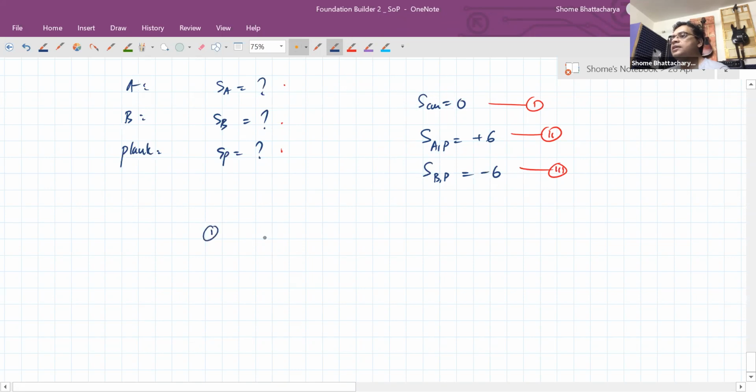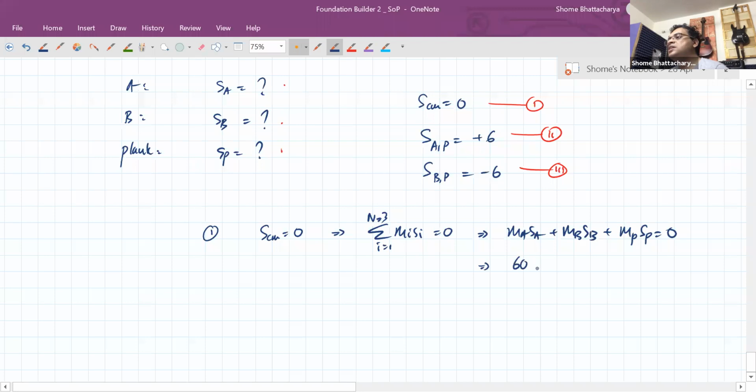So equation 1 will tell me that displacement of center of mass is 0. That means summation of mass into S should be 0 for the system. So this is 3 things in the system: mass of A into displacement of A plus mass of B into displacement of B plus mass of the Planck into displacement of the Planck should be 0. So this equation will become 60 SA plus 40 SB plus 50 SP will be 0. I'm not substituting anything with plus minus because the answer will take care of which displacement is in the positive direction and which is in the negative direction.